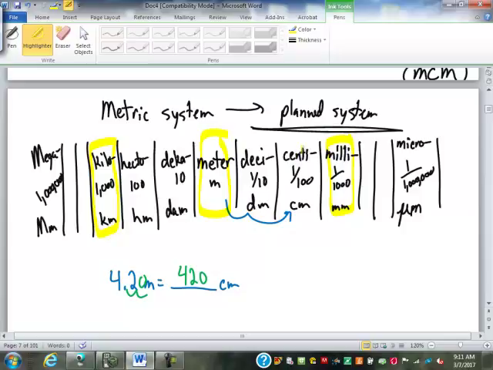Now, in the United States, the centimeter gets used a lot, only because that's the closest thing there is to an inch in the metric system. The inch is so ingrained in us that we tend to use the centimeter. But if you go to Europe and places that are more ingrained with the metric system, they actually use millimeters instead of centimeters for most things.